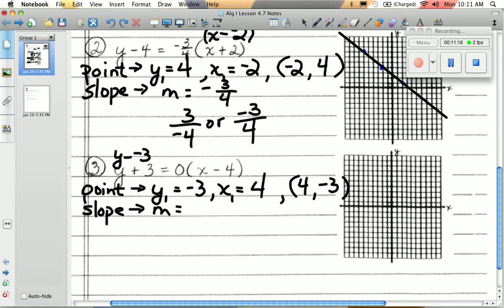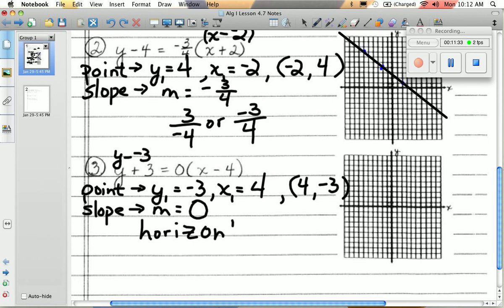What's the slope of this line? 0. Okay, right there we stop and say, you know what? If slope is 0, what kind of line do we have? We have a horizontal line. So let's just write that. We have a horizontal line.